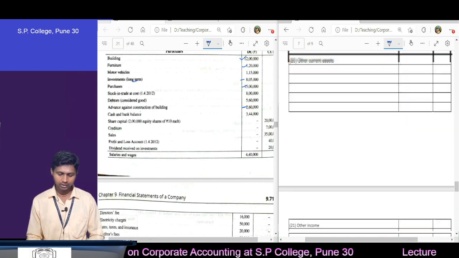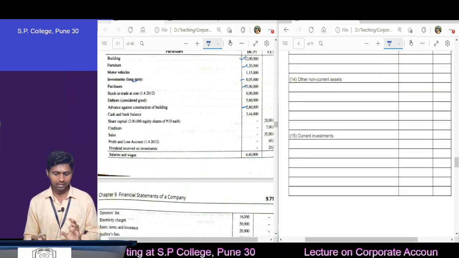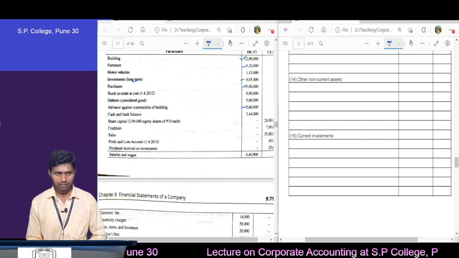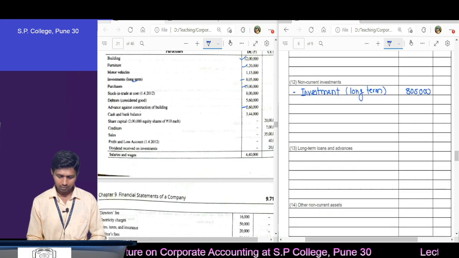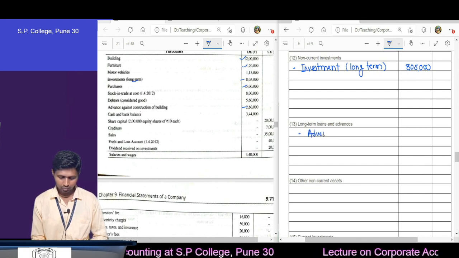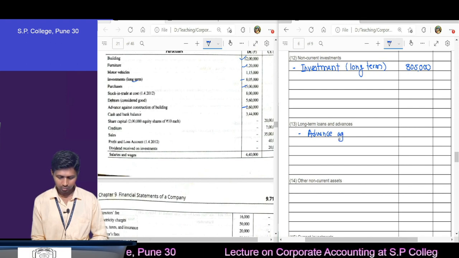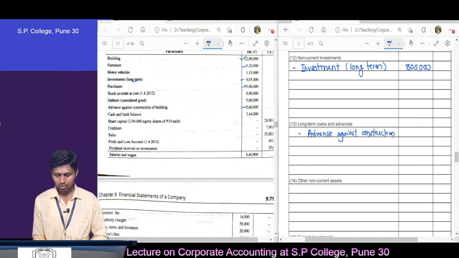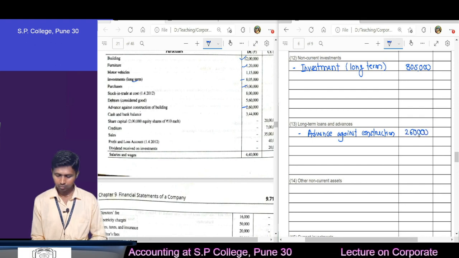Therefore, in long-term loans and advances, try to match the words. If the words are matching, then it's easy, you can identify the categories easily. Correct. Now here, what I said, long-term loans and advances, there: advance against construction of building, 2,60,000. Okay, any doubt?